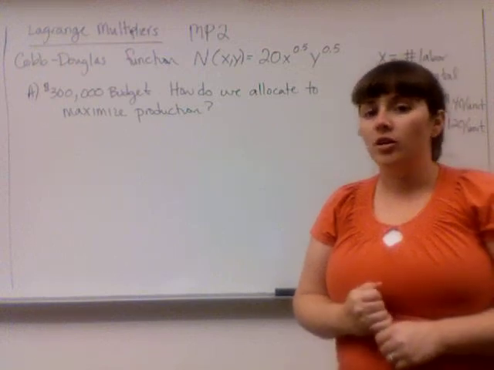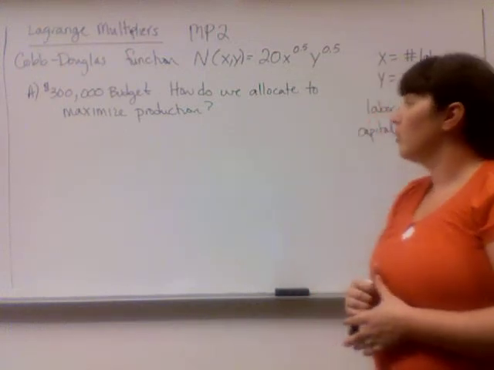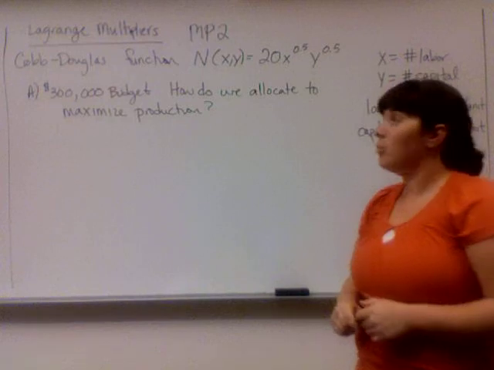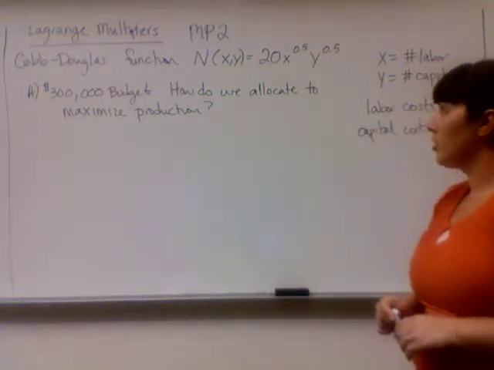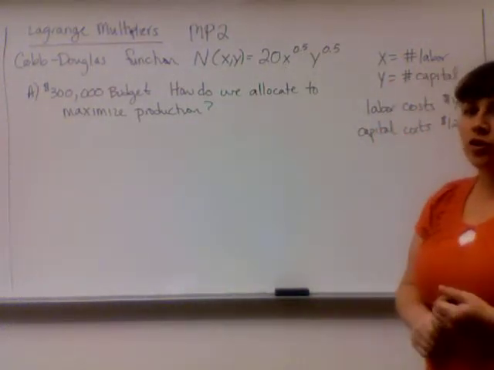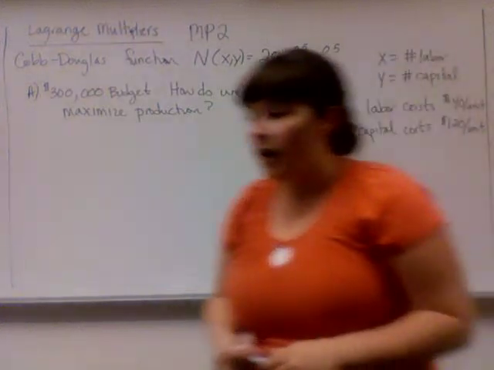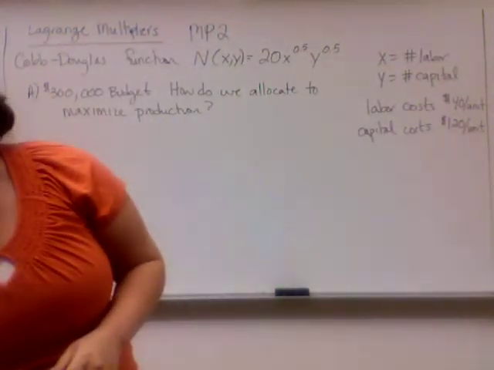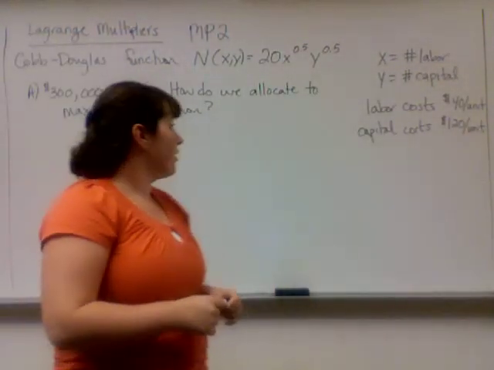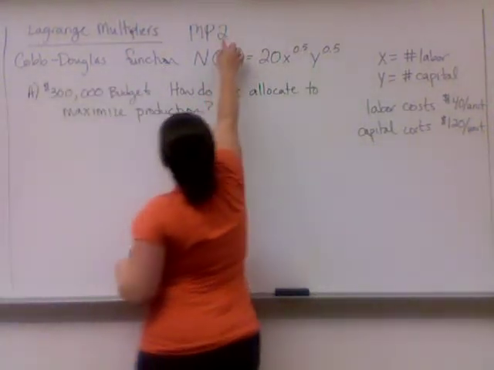Hi 242. So we're going to work on an example of Lagrange multipliers, specifically an example working with a Cobb-Douglas production function. So this is going to be matched problem number 2 from your textbook, and that's on page 829.